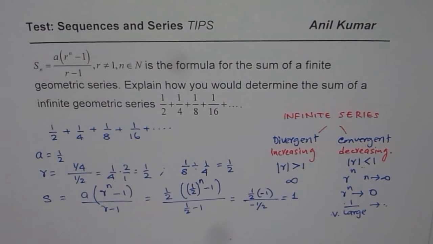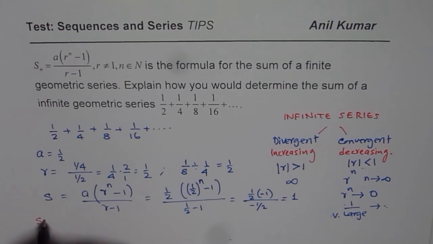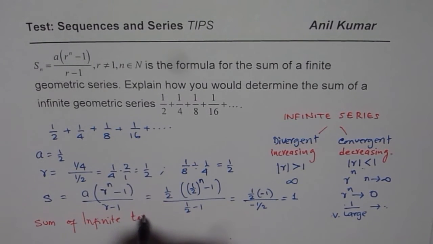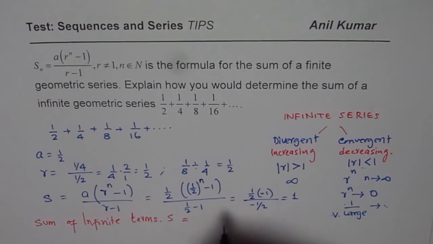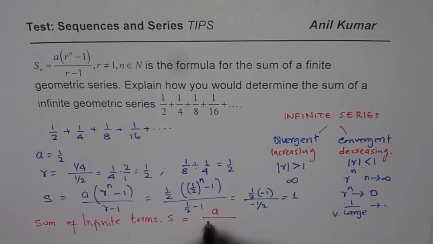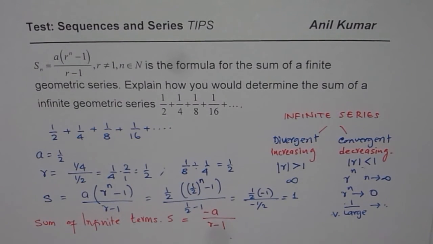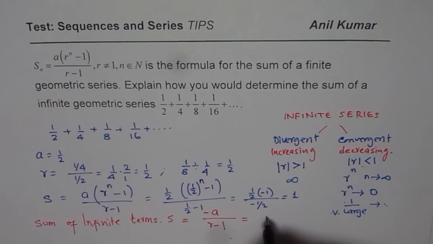So that is how we do it. In fact, the formula for the sum of infinite terms could be written as S equals a over r minus 1, with r to the power of n being 0, so minus a over r minus 1, or I could write this as a over 1 minus r. So the sum formula becomes a over 1 minus r. If I use this formula directly, I get the same answer.